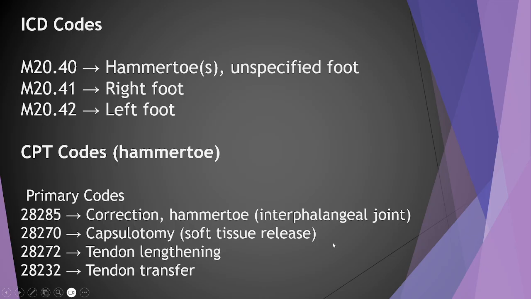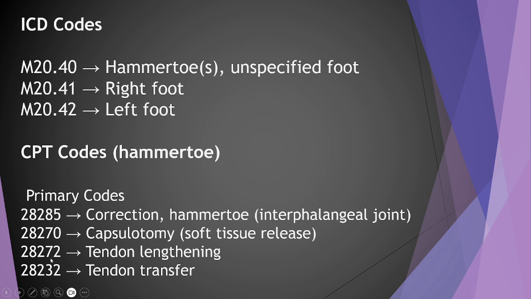The ICD code is the M20.40 series, and the CPT code for the hammertoe will be 28285, correction of the hammertoe, interphalangeal joint, and 28270, capsulotomy, tendon lengthening, tendon transfer. Simply, this hammertoe correction 28285 includes all three procedures, that is capsulotomy, tendon lengthening, and tendon transfer. But other procedures can be coded along with this hammertoe correction of the interphalangeal joint.